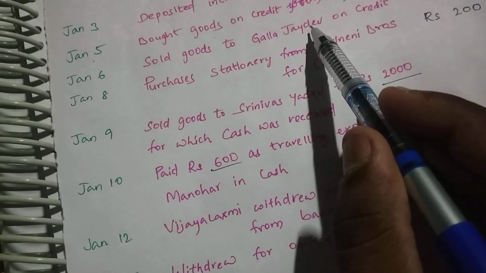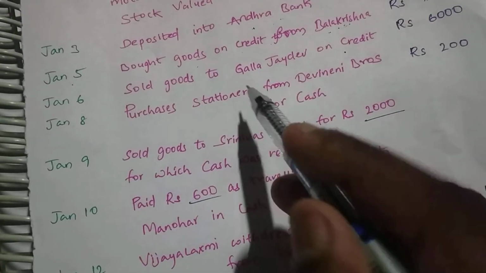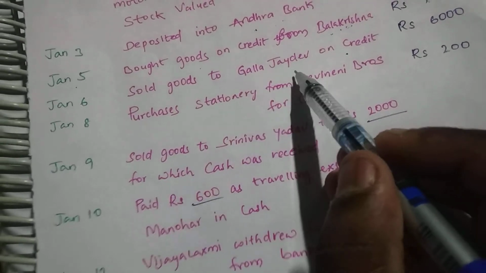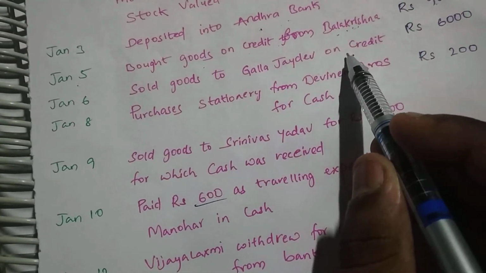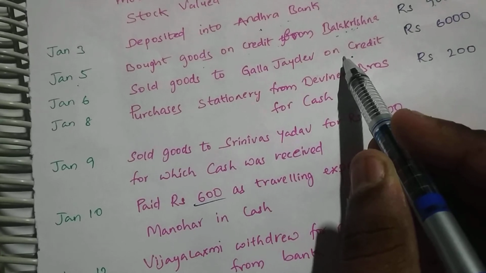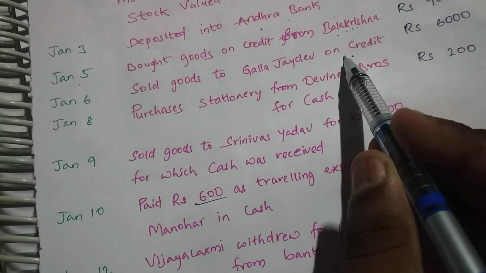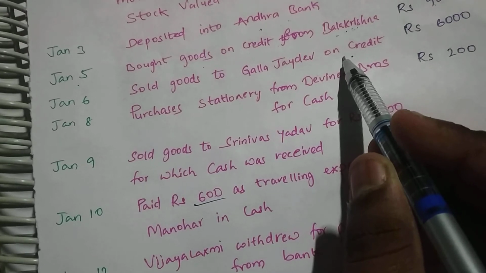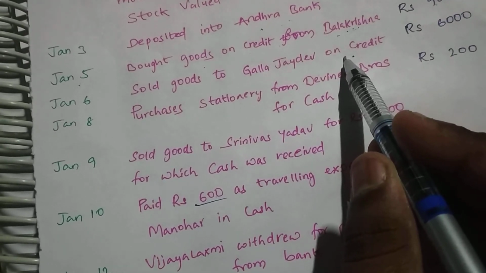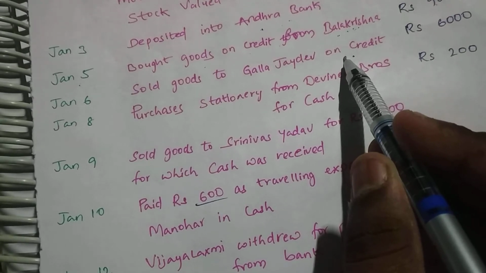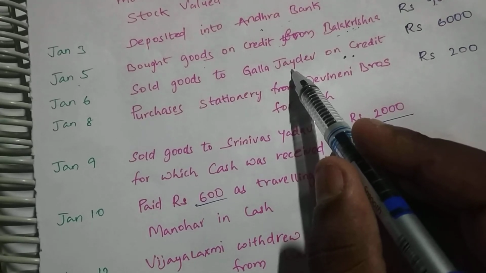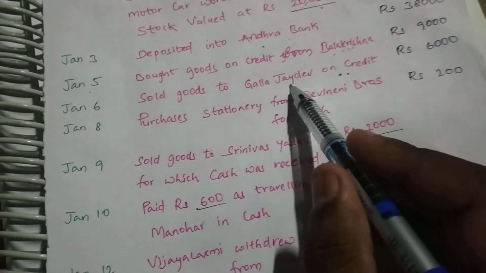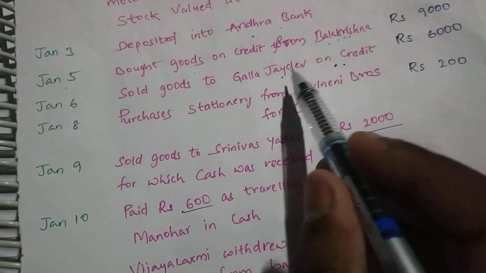Sold goods to Galla Jayadev on credit, rupees 6,000. We sold the goods on credit, so we didn't receive the cash. What is the journal entry for cash sales? Cash account debit to sales account. Since we didn't receive the cash, we have to debit the debtor. Who is the receiver of the goods? Yes, he is Galla Jayadev. So we have to debit the receiver. Galla Jayadev is a personal account. As per the personal account, debit the receiver, credit the giver. So we are debiting Galla Jayadev. I hope you are very clear with this. Okay.